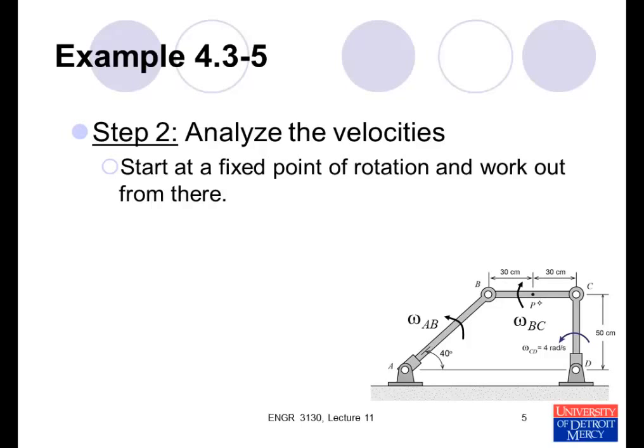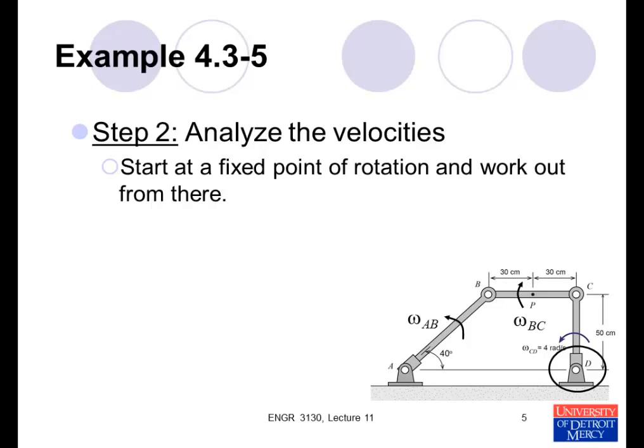So we ultimately want to find the velocity of point P. And so the approach is we start at the known point D. From there we can find the velocity of C because C is moving in a circle about D and we know the angular velocity. And then once we know the velocity of point C, we can move from there to the velocity of point P by considering how P moves relative to C.